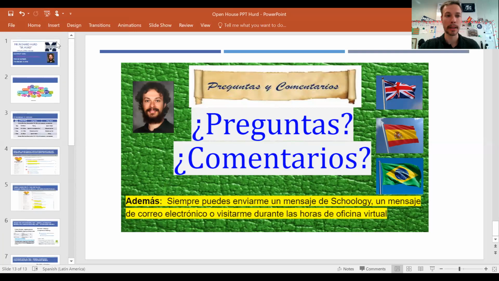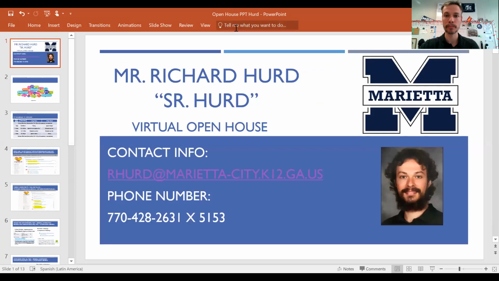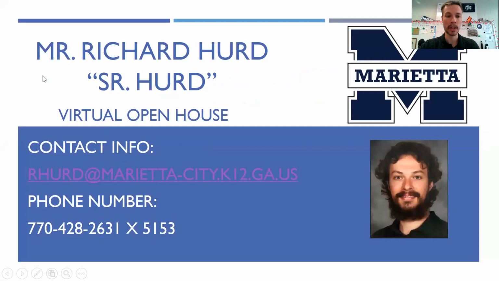I will start at the beginning, of course. So here's my email, the standard first initial of my first name and then my last name at marietta-city.k12.ga.us. Here is my phone number with the extension. And as you can see, they lowered my ears pretty recently.